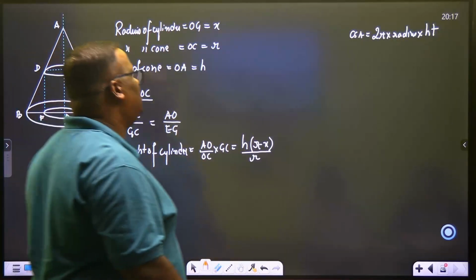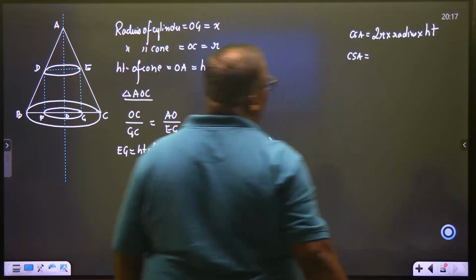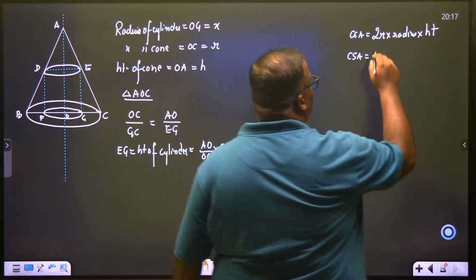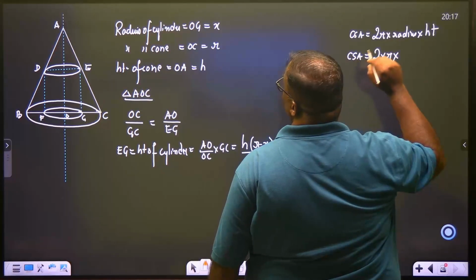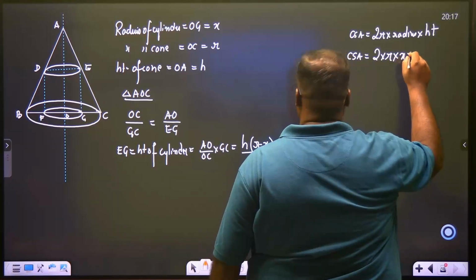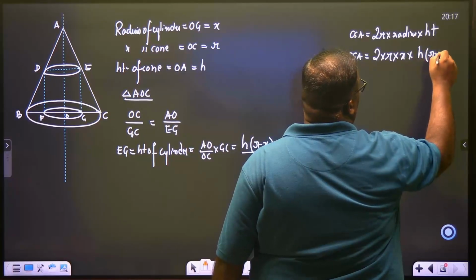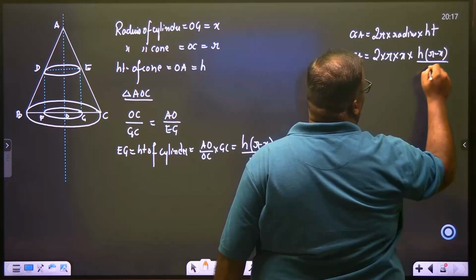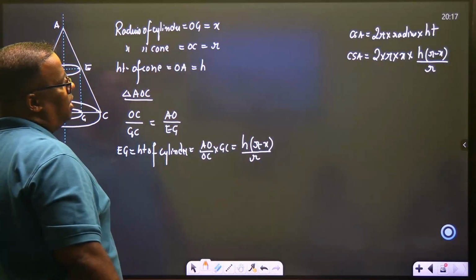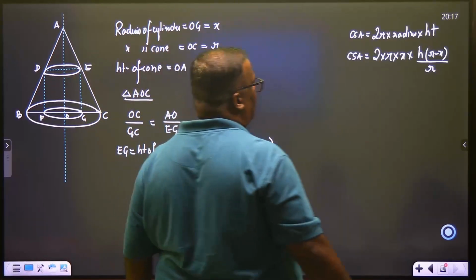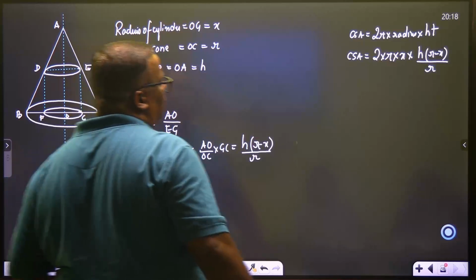So can you now find out what is the curved surface area? The curved surface area is equal to 2 into pi into X into the height, H into R minus X divided by R. Okay? Now let's see.